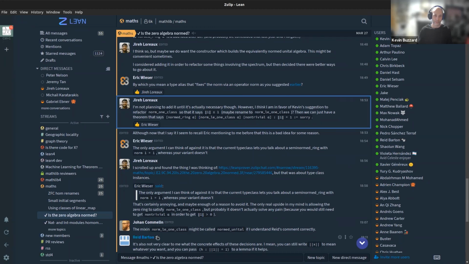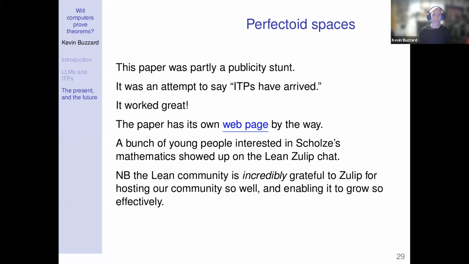There's Johan Commelin, my co-author. Some very smart people. There's Reid Barton, who went to the IMO 4 times or something. You can sort of see various people online here. Daniel Selsam is an expert in AI. Matt Ballard's a lecturer at USC. There are people here from undergraduates to professors. It's an amazing place.